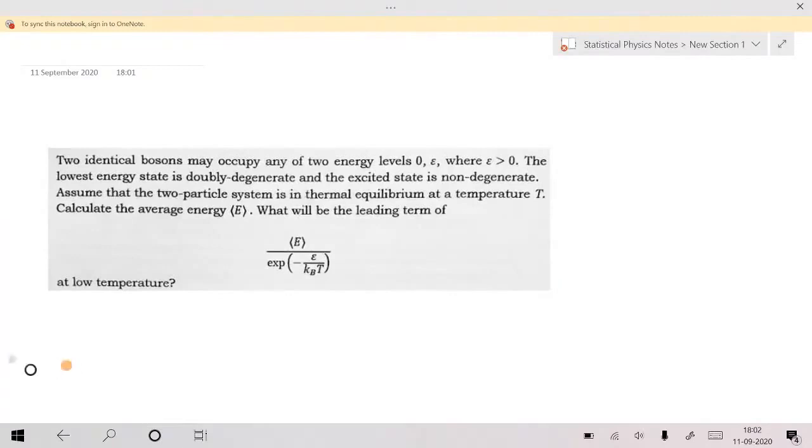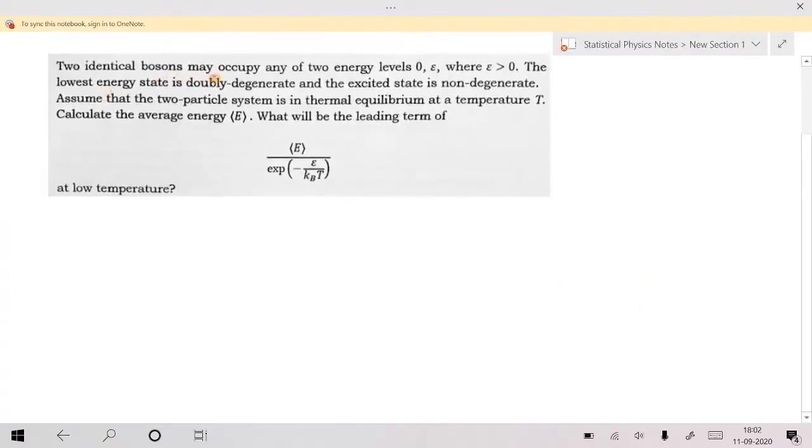Yes, I think we better solve this question because it is a kind of approximation question. Two identical bosons may occupy any of the energy levels 0 and E, where E is greater than 0. The lowest energy state is doubly degenerate and the excited state is non-degenerate. Assume that the two-particle system is in thermal equilibrium at temperature T. Calculate the average energy. That's what he's asking. One thing you can do is go for the partition function. The ground state is doubly degenerate. I gave that idea that when it is doubly degenerate, even though there is only one energy level, draw two of them so that you can distribute the particles.